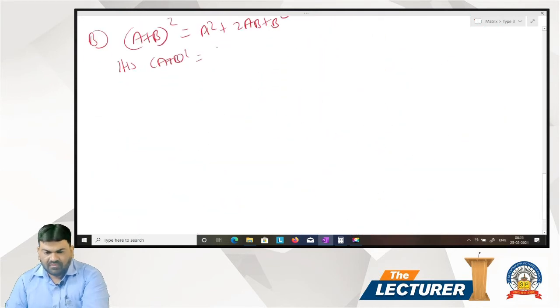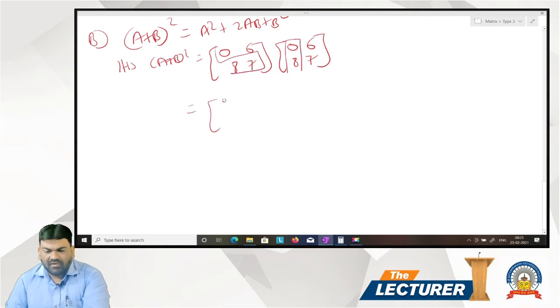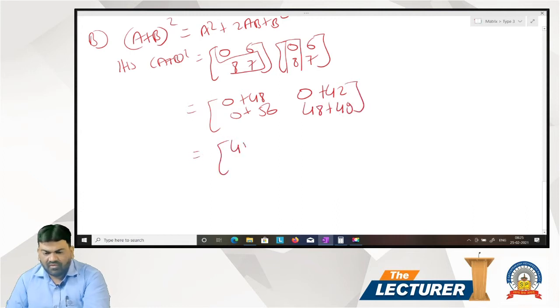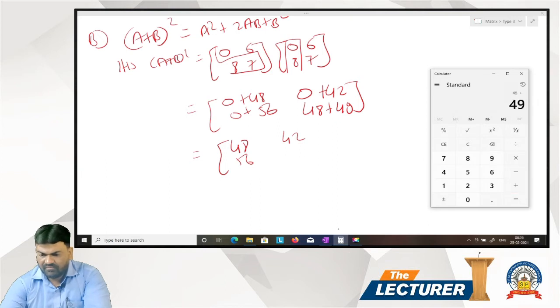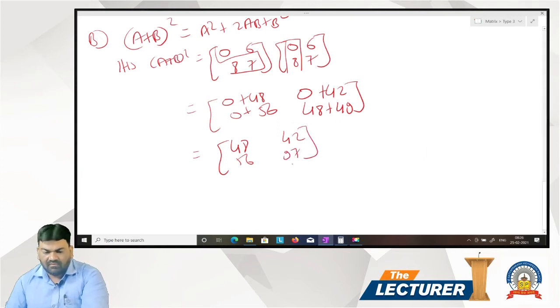0 6 8 7 multiplied by 0 6 8 7. First row, second column. 0 multiplied by 0, 6 multiplied by 8, 48. 8 multiplied by 0, 0. 7 multiplied by 8, sorry, 56. 6 multiplied by 0, 0. 7 multiplied by 6, 42. 6 multiplied by 8, 48. 7 multiplied by 7, 49. 48, 42, 56, 48 plus 49, 97. This is our left hand side.